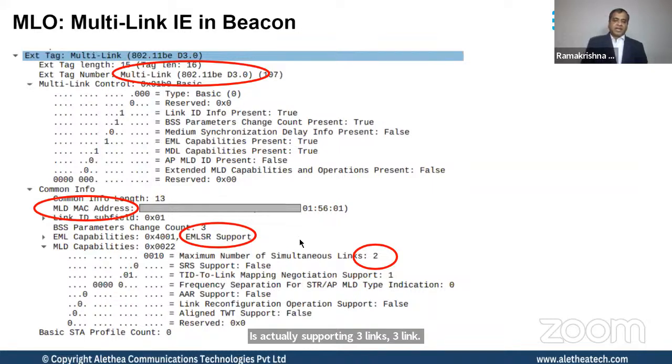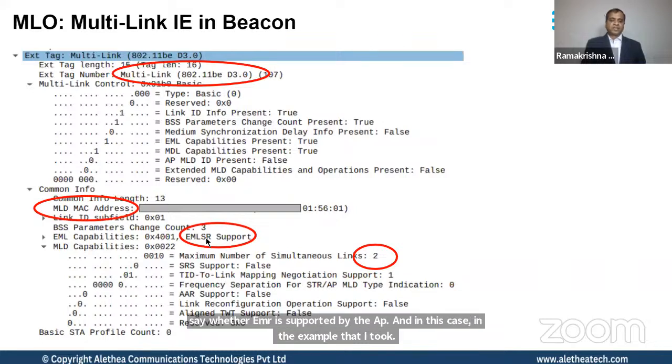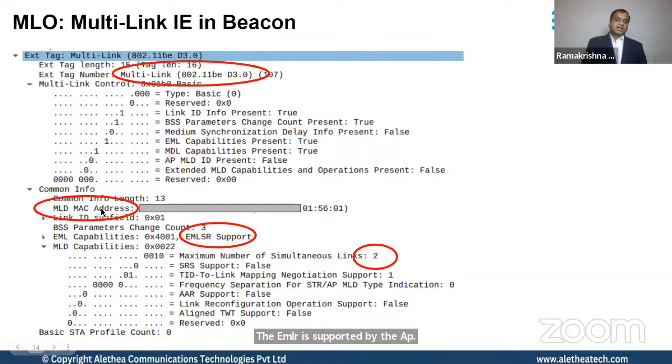The next thing to check is whether it supports EMLSR. There is an IE called EML capabilities. It's a bitmap, and 1 bit is assigned to say whether EMLSR is supported by the AP. In the example that I took, EMLSR is supported by the AP. Note that there is an MLD MAC address ending with 015601, and this is also signaled in the beacon. This kind of information was never available in a beacon before.